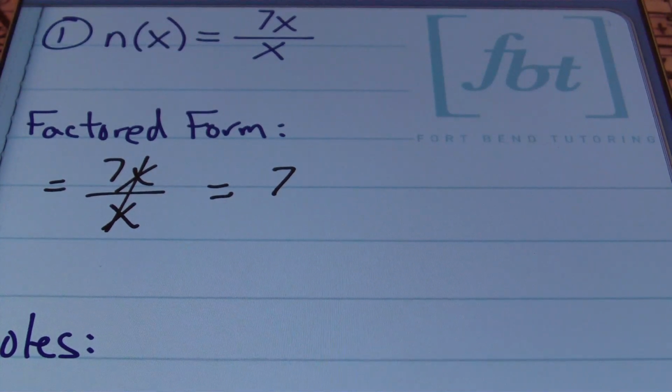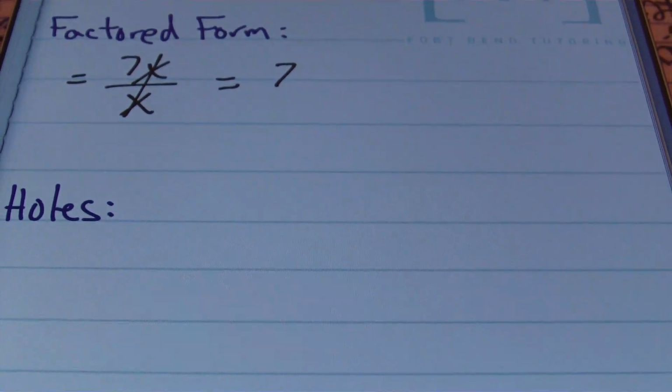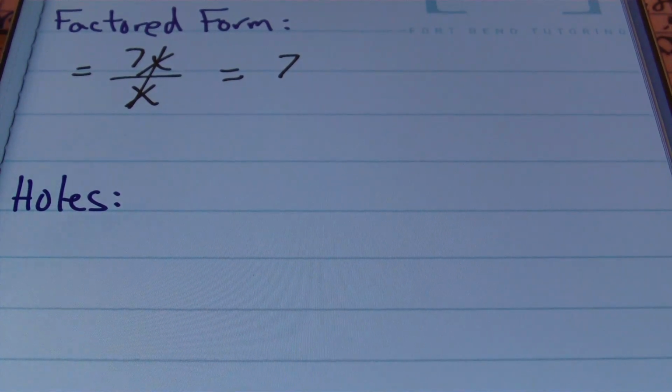That means I'm going to have a hole in this expression. Why do I have a hole? Because I found a factor, this variable x here, that could be canceled out. The original rational expression could be simplified by canceling out a factor that contains your variable. That's going to let you know that this graph has a hole in it.